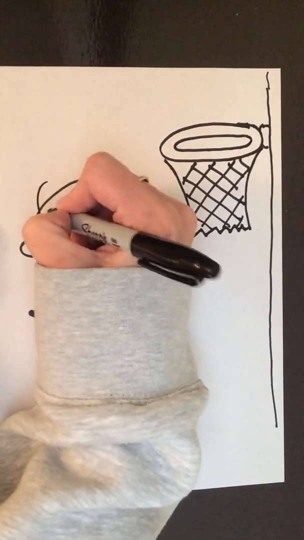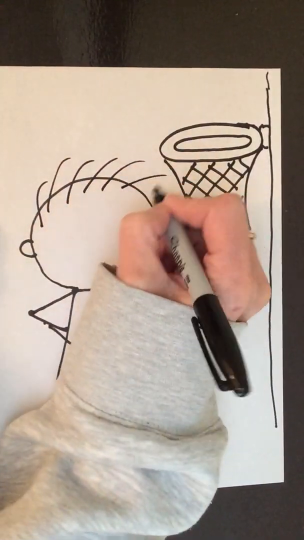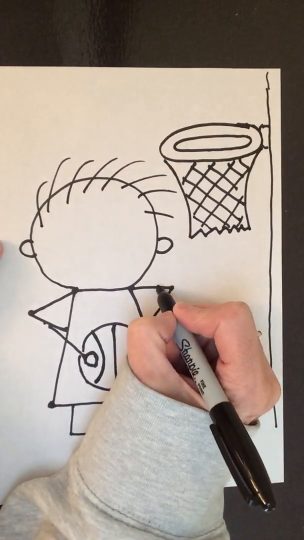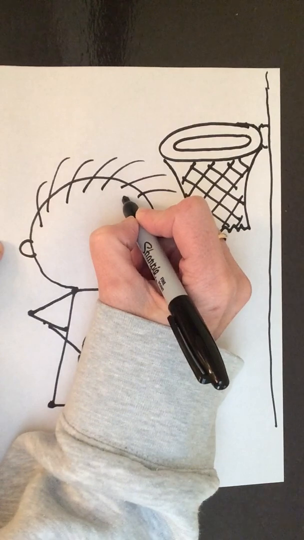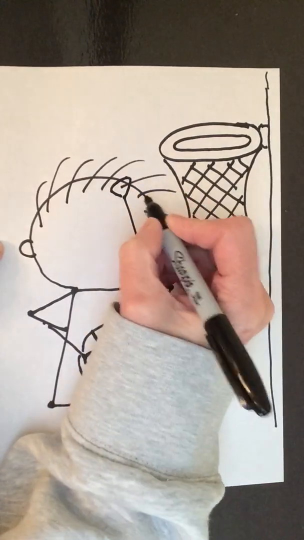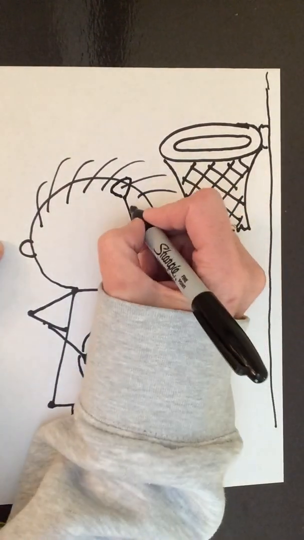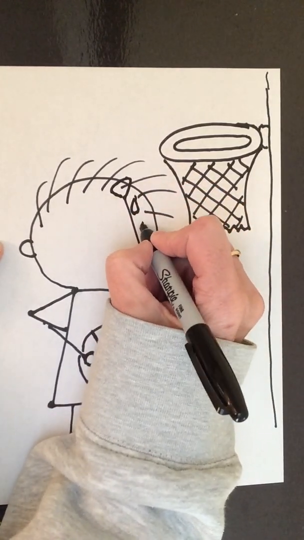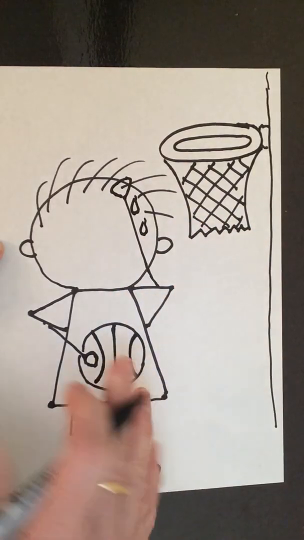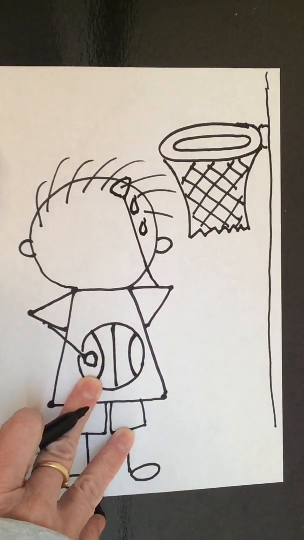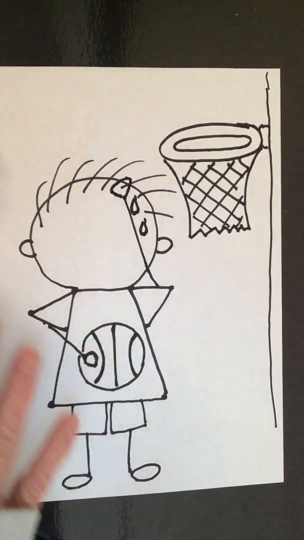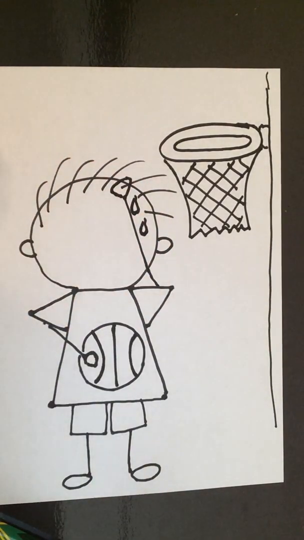I'll give Sam some hair, and this hand is going to come up this way. And Sam has some sweat dripping down because he played a really big basketball game. It took a long time, and he has some sweat coming down.